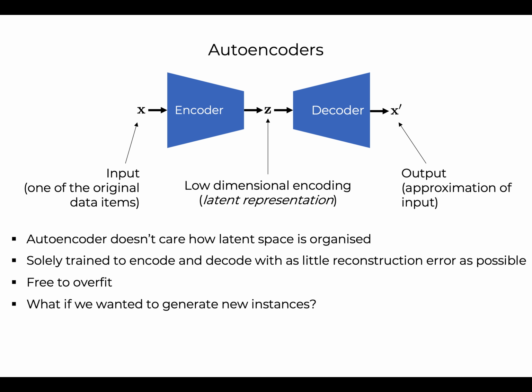Now this brings a problem if we would want to generate new instances, because there's no guarantee that the regions of the latent space in between our training samples is going to be meaningful in any way. On top of that, we don't know anything about how the points within this latent space are distributed, so we would have no reasonable way to sample new points from the latent representation to put through the decoder and get realistic output.